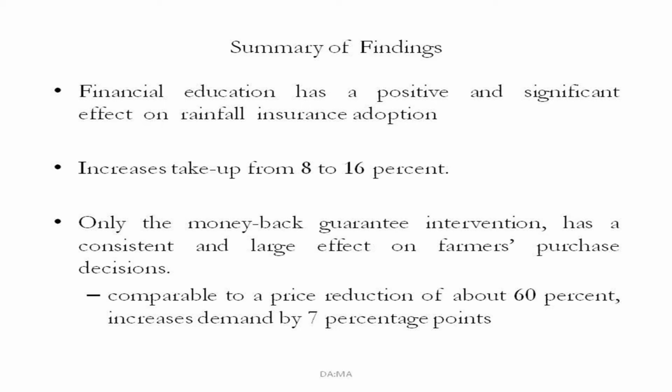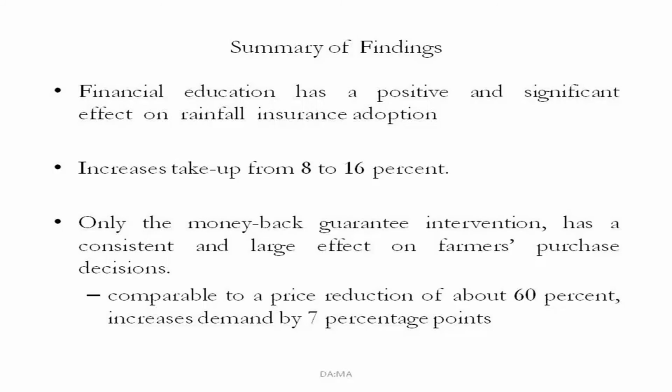And what they show is that the effect of the money back guarantee program is actually comparable to a price reduction of 60%. So, if you reduce the price of insurance products by 60%, then of course demand increases, and the extent to which demand increases when you reduce the price by 60% is equivalent to when you introduce the money back guarantee scheme, right. It increases demand by about 7% points.